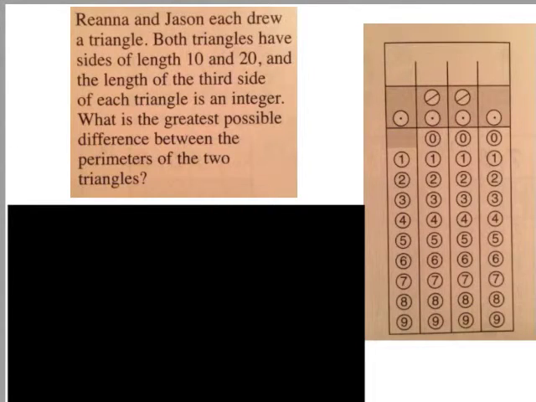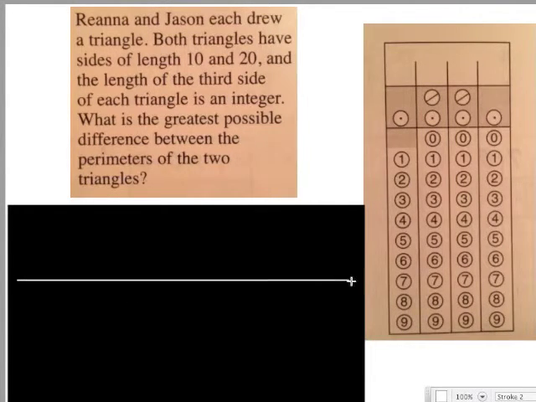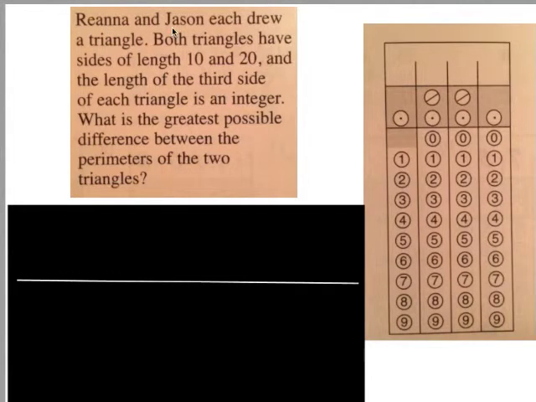This is the last problem. Again, pause the video and see if you can do this on your own. The best way to handle this problem, I think, is by drawing the number line right across here. The question is, Rihanna and Jason each drew a triangle. Both triangles have sides 10 and 20, and the length of the third side of each triangle is an integer. What is the greatest possible difference between the two perimeters of the triangles?